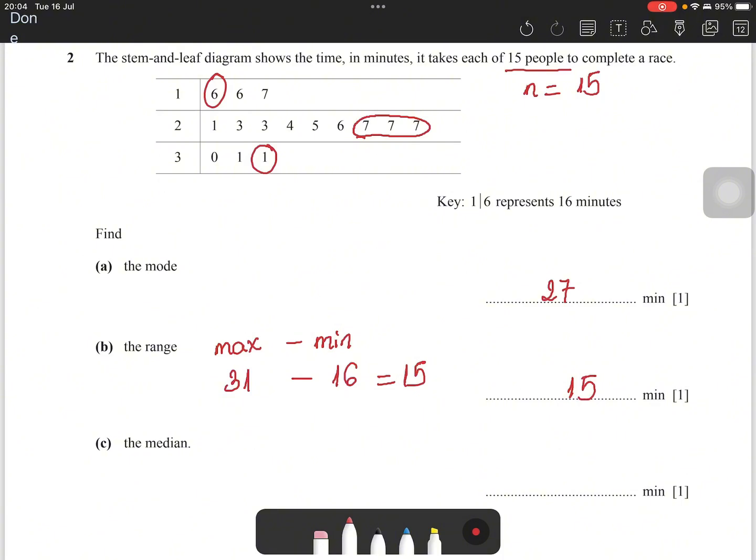C. Find the median. You know the formula to find the position of the median is n plus 1 over 2. In this case, n is 15. So 15 plus 1 over 2 equals 8, which means the median is the 8th value. And the 8th value in this question is, we just count on 1st, 2nd, 3rd, 4th, 5th, 6th, 7th, and this is the 8th value. So the median is 25 minutes.